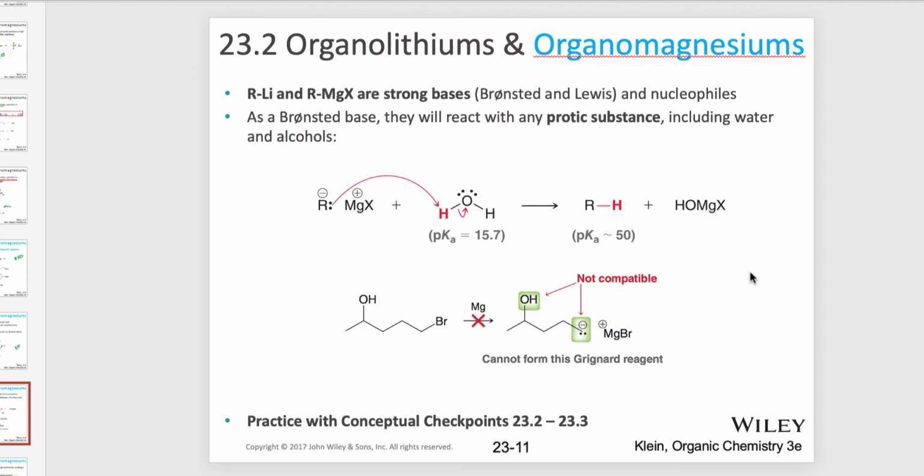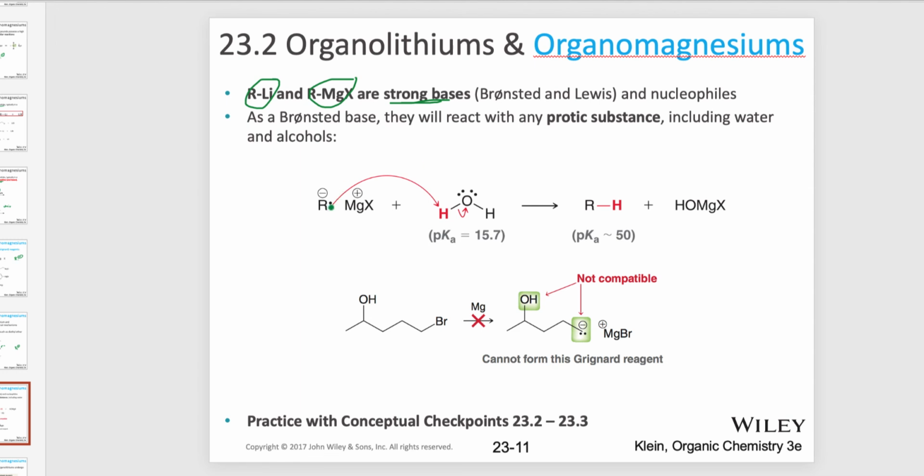Looking on, we also need to understand that these organolithium and organomagnesium compounds, because they deliver very powerful R⁻, can not only be strong nucleophiles, as we want them to react most of the time, but they're also strong bases. So we have to make sure we keep away protic substances, because they will react with protic substances. So anything that has an active H.